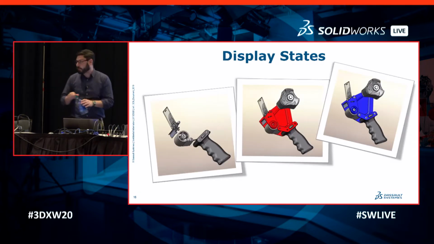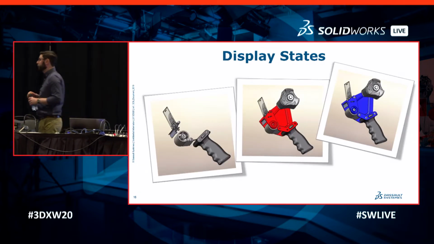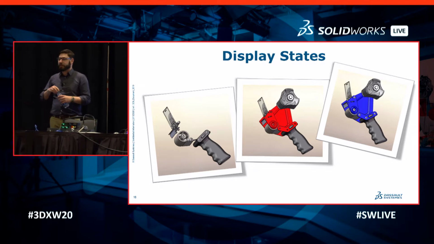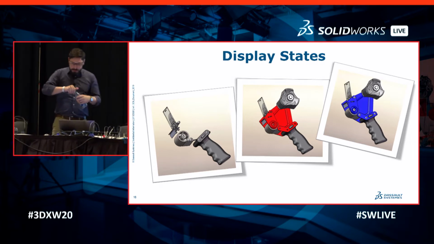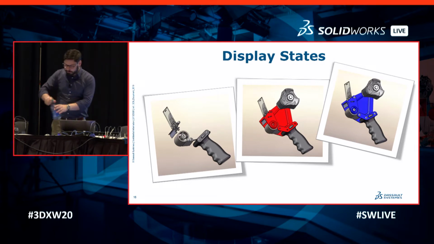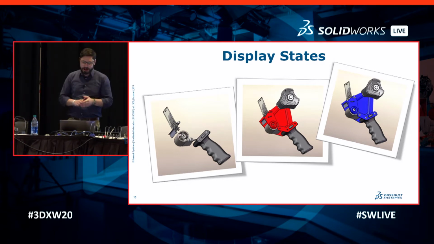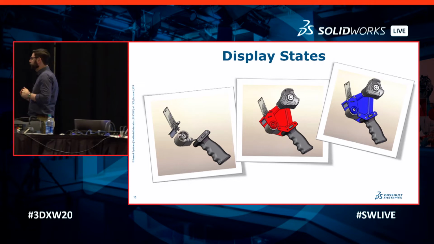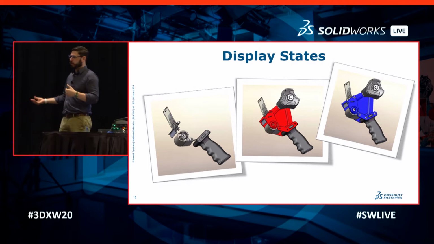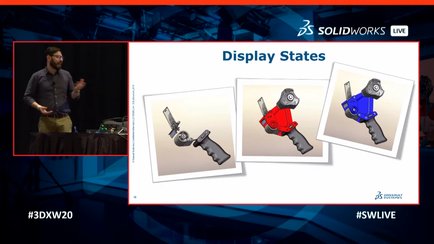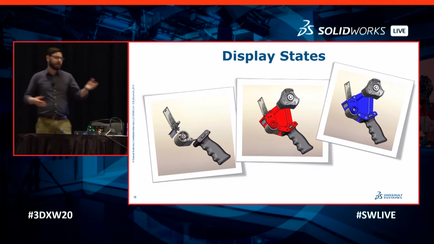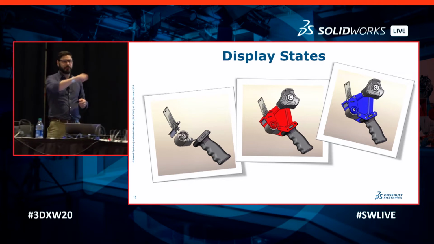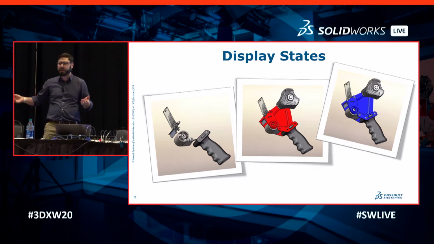Okay, let's talk about display states. So I just mentioned display states. What does that mean? Display states are incredibly helpful. If you haven't used them before, they're basically just alternate ways to look at an assembly. A classic example is different colors, right? You want to paint an assembly three different color options and easily toggle between them to pick the right one. You can see that on the screen.